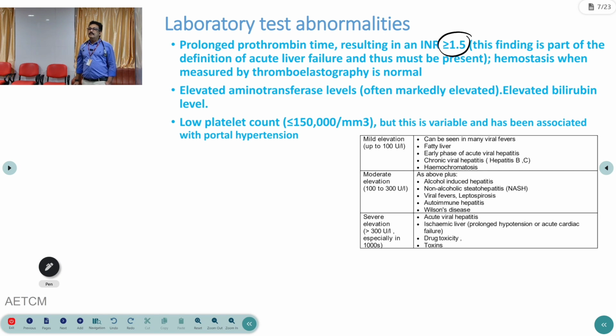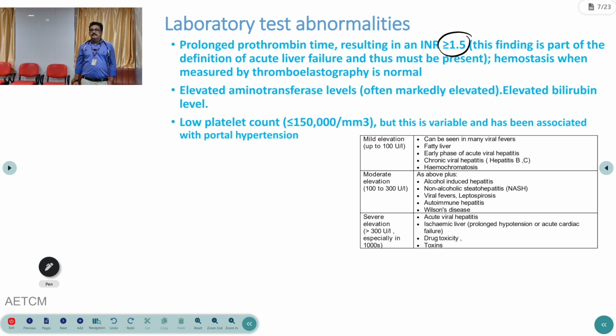So, normally INR will be 1. It is an international normalized ratio. So, normally it has to be 1 or less than 1. But here the body is not having coagulation proteins, so there is a chance of bleeding. So, you can see slowly the INR is getting elevated. So, that is very important.